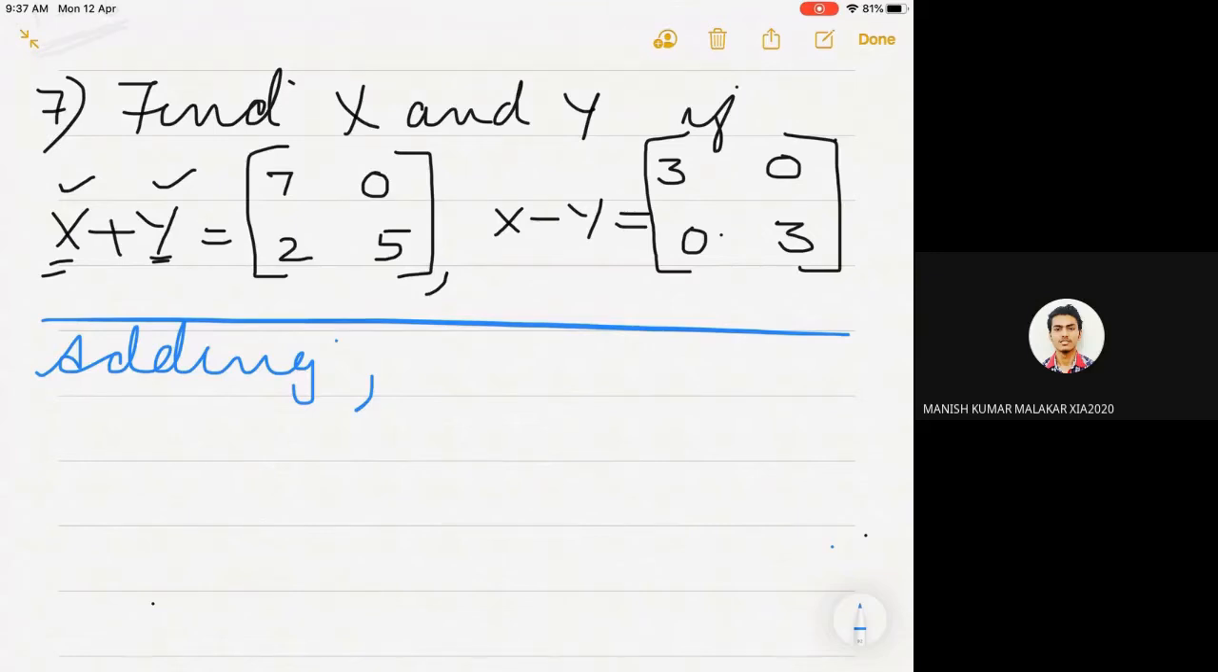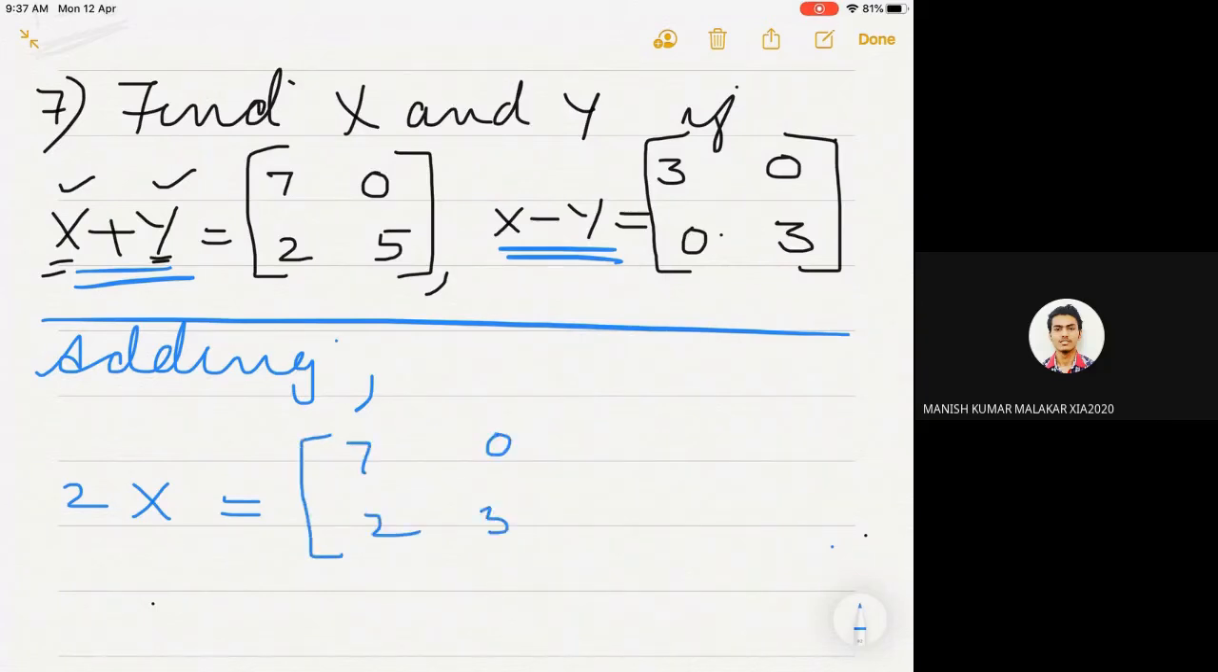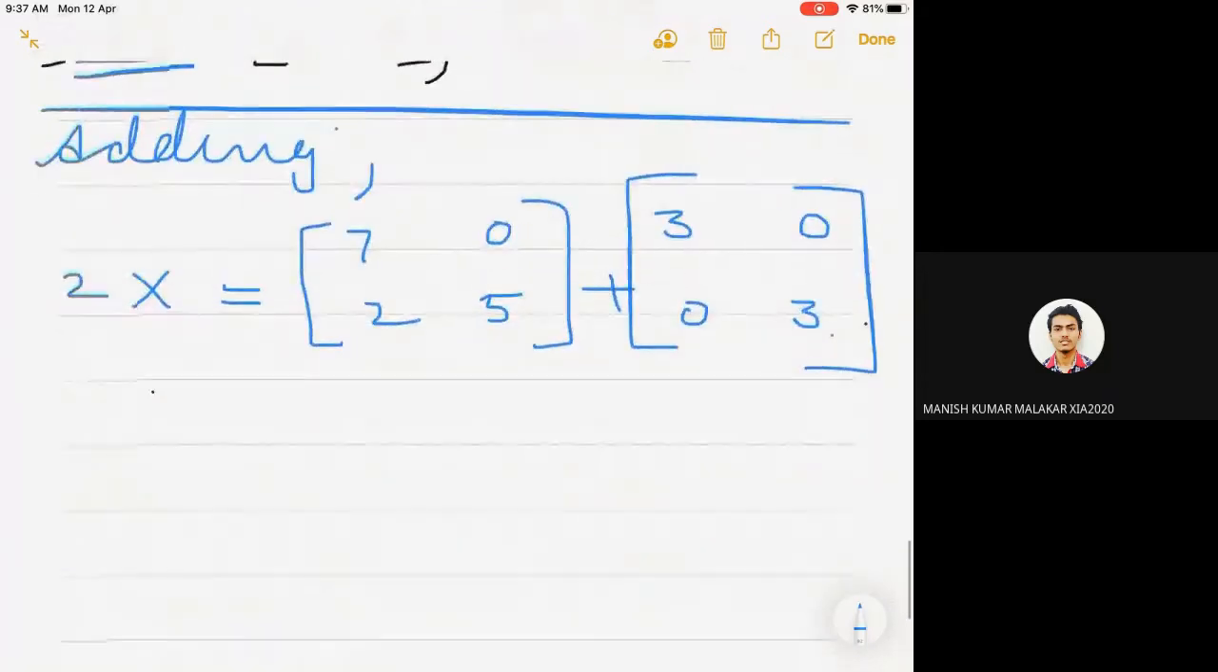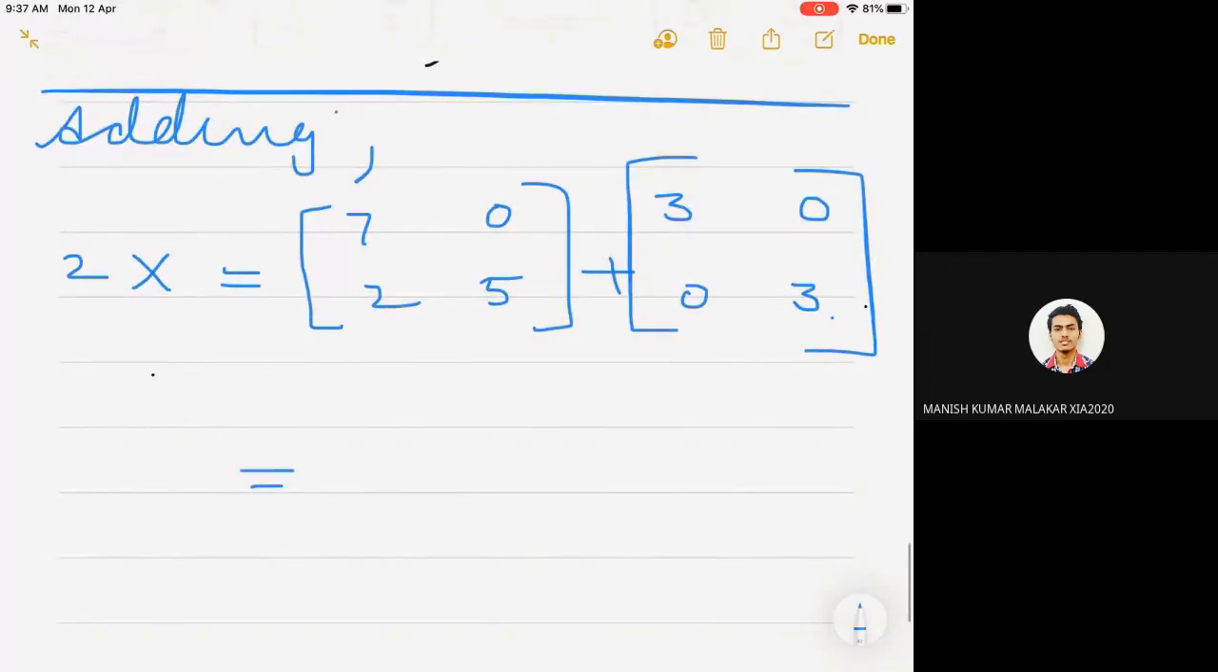So left hand side when you add, what you will get? X plus y plus x minus y. It becomes 2x. 2x equal to right hand side when you add, you are adding the two matrices. Right? 7 0 2 5 plus 3 0 0 3. You are adding the two matrices. You will get the answer. Corresponding elements you have to add, that is 7 plus 3, 10, 0 plus 0, 2 plus 0 and 5 plus 3.